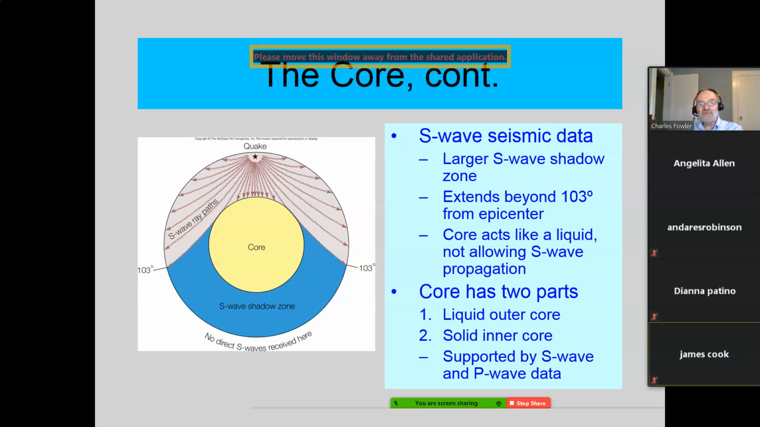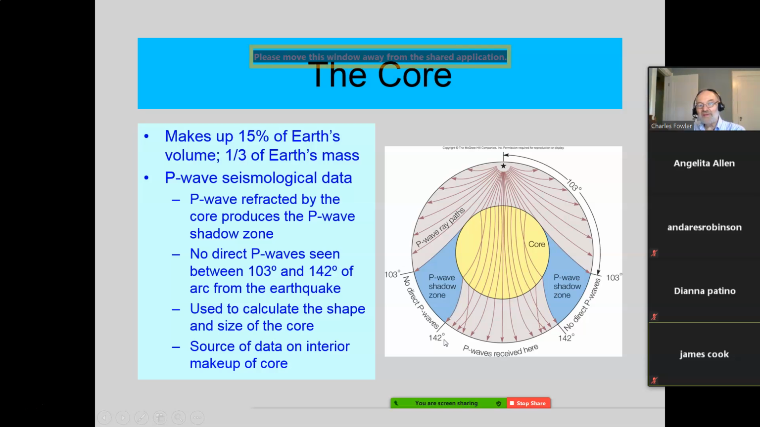Okay? So the larger S wave shadow zone extends beyond 103 degrees all the way to 180. That tells you the core acts like a liquid, not allowing shear wave or transverse wave propagation at all. So the core has two parts. Liquid outer core that prevents any of the S waves from making it through, but the solid inner core which accounts for the P waves' refraction here.